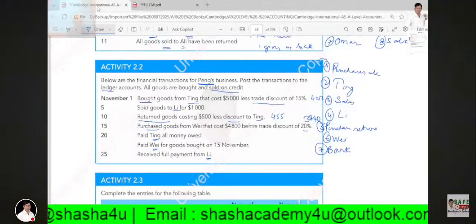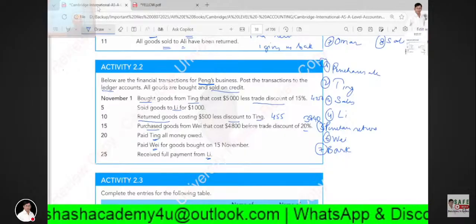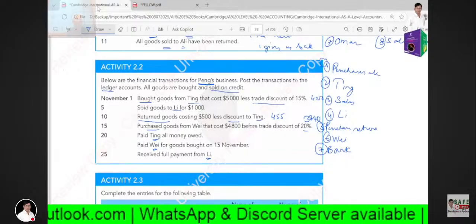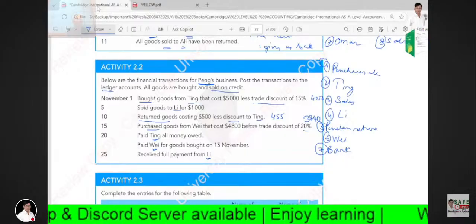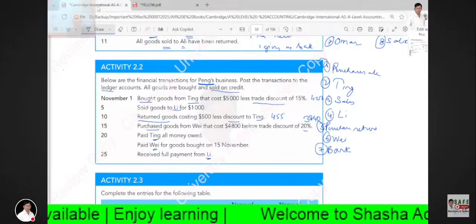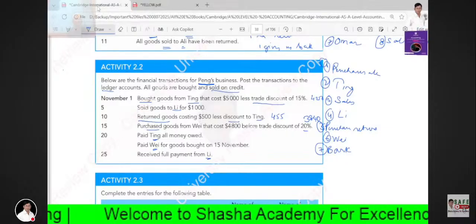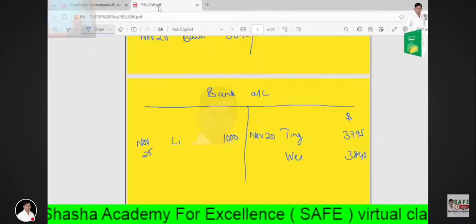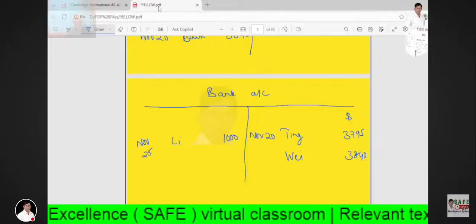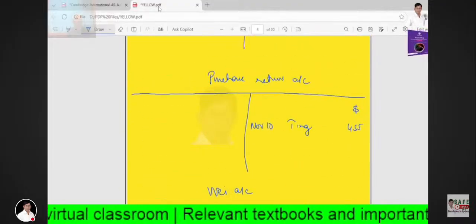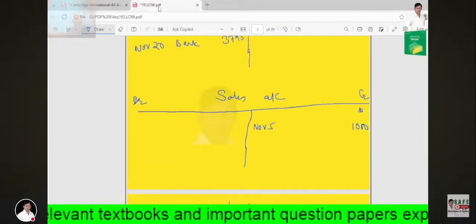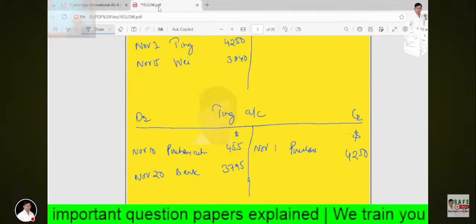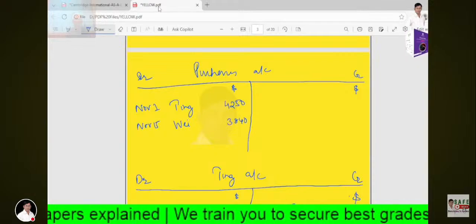What else is required? Below are the financial transactions for Peng's business. Post the transactions to the ledger accounts. All goods are bought and sold on credit. So we have finished, and this is the answer. You can try answering yourself, then compare with the answer here, so that you are confident that everything is right.